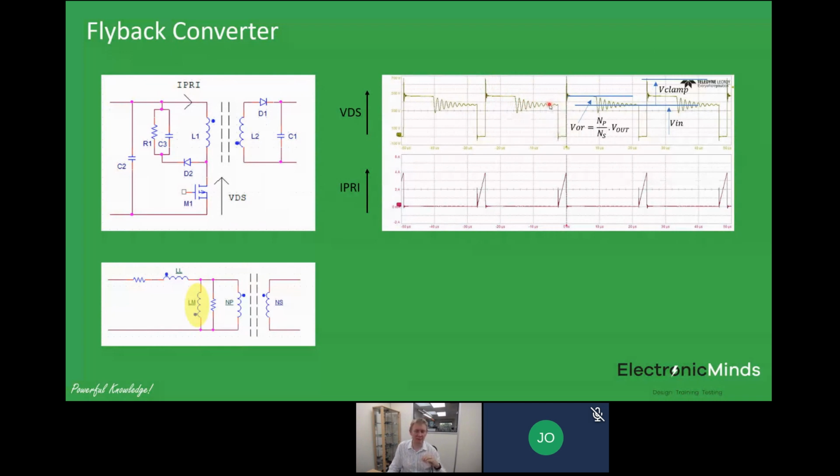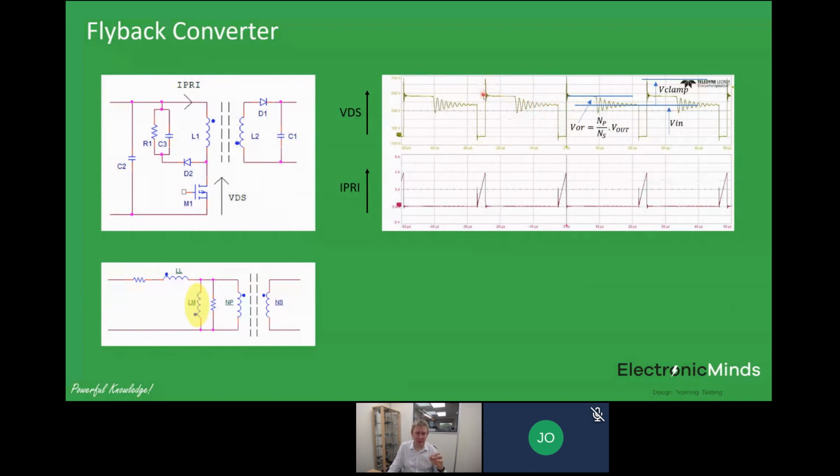One of the key design parameters that we will use for a flyback is this VOR figure, which is just the output voltage multiplied through the turns ratio of the transformer. And that's quite an important design metric, and I'll talk about that in a moment. So this is fundamentally how the flyback converter works.